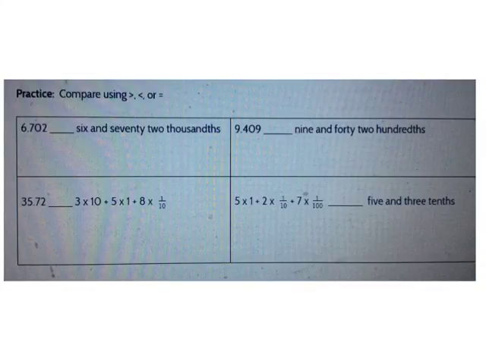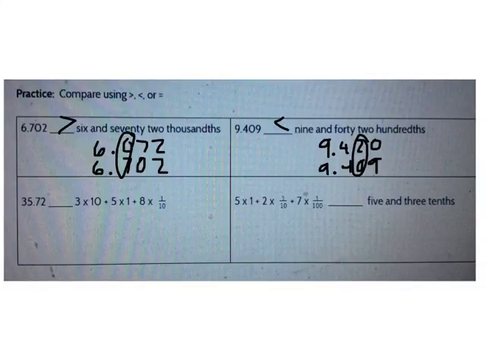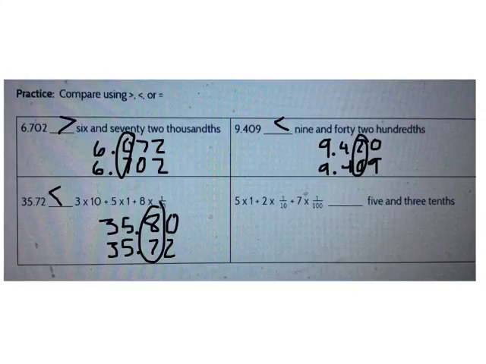Which one's greater? 6 and 702 thousandths is greater because 7 in the tenths place is greater. Try another. 9 and 409 thousandths or 9 and 42 hundredths. 9 and 42 hundredths is greater because 2 in the hundredths place is greater. 35 and 72 hundredths or 3 times 10 plus 5 times 1 plus 8 times 1/10. 35 and 8 tenths is greater.